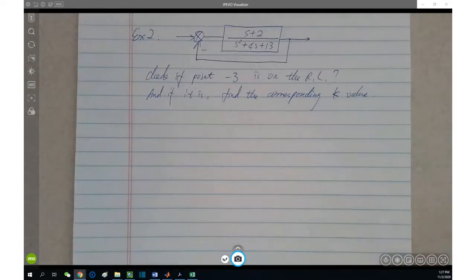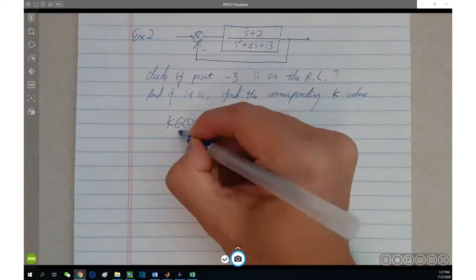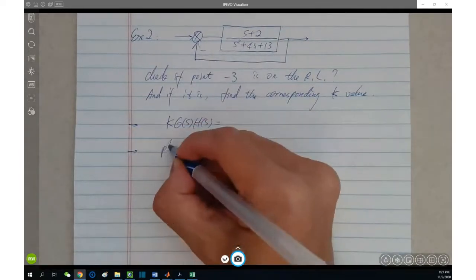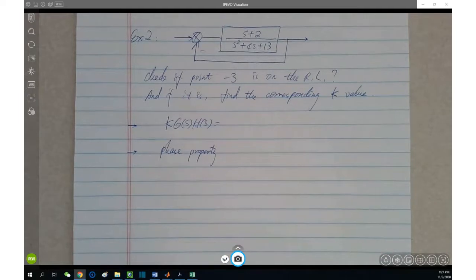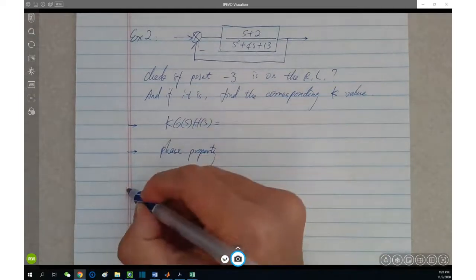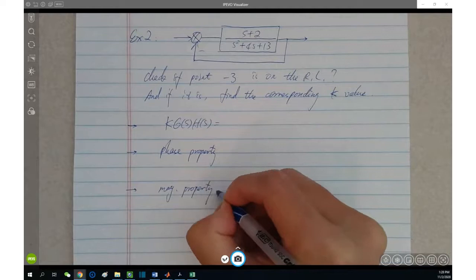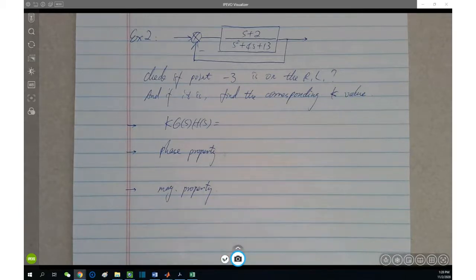The idea remains the same. First, find the KGH, which is the open loop transfer function, right? From which we go ahead to apply the phase property to check whether the given point -3 is on the root locus or not. If it is, then use the magnitude property to find the k value. Of course, if the answer for this second step checking here is no, then we can just ignore the third step. So this is the idea, the procedure.